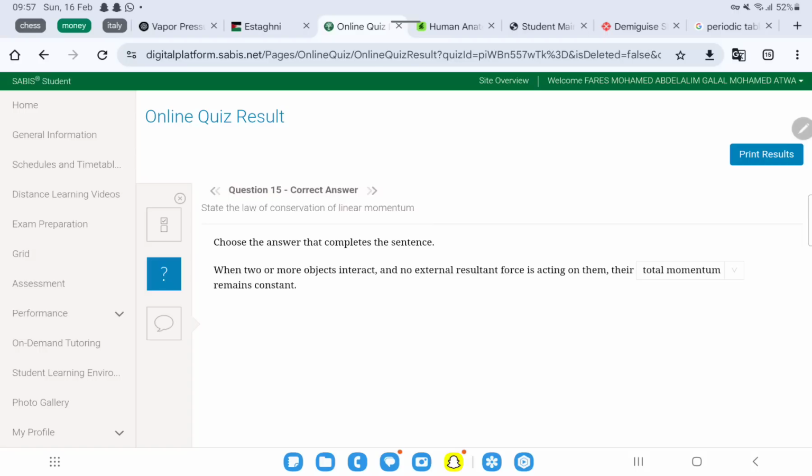Okay. Also, this one is the law of linear momentum. When two or more objects interact and no external resultant forces act on them, their total momentum remains constant. Again, this is literally just the law of linear momentum, the law of conservation of momentum. The momentum of two objects before and after the collision is the same, except if an external force acts upon them.